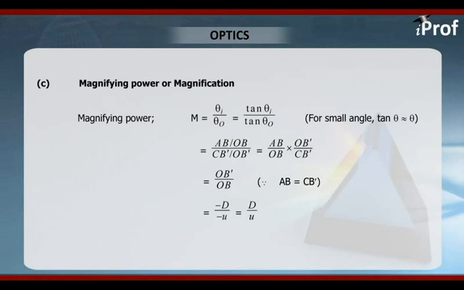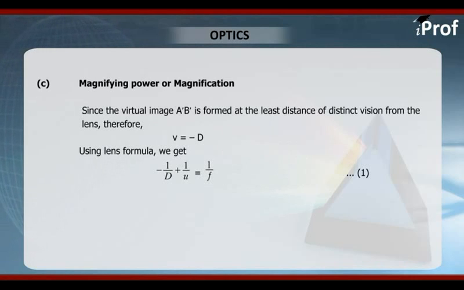as AB over OB divided by CB' over OB', and this on rearrangement gives us OB' over OB, and here we have to make use of the fact that AB is equal to CB', and that is equal to minus D over minus u, and that gives us finally capital D over u.